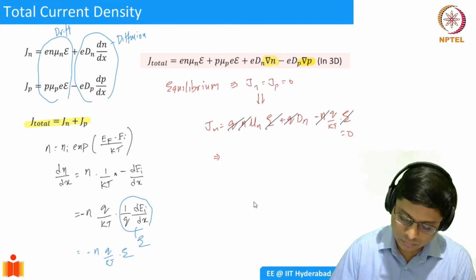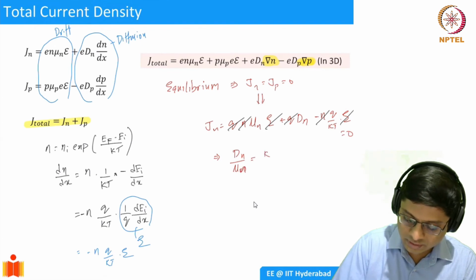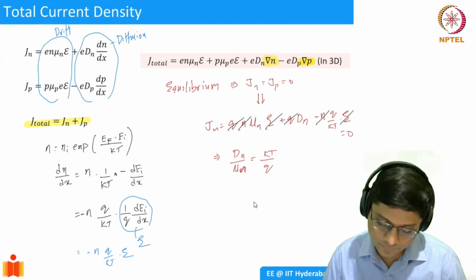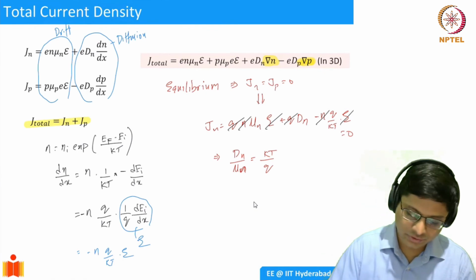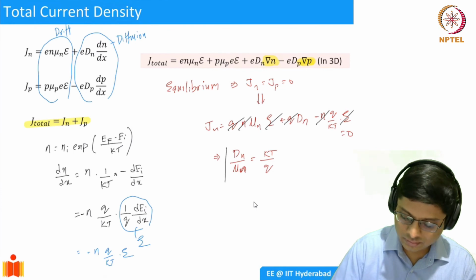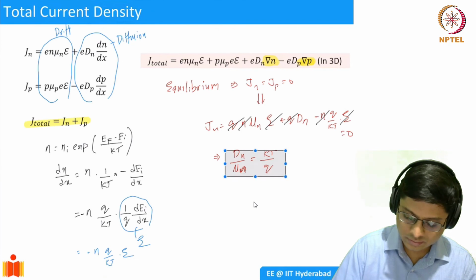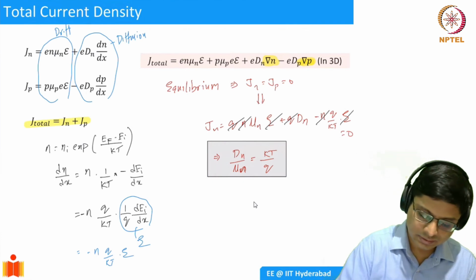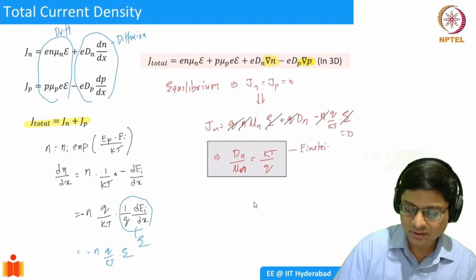So you can take the Dn to the other side. You take Dn to the other side and take the mu in the bottom, and then KT goes on the top. So Dn by mu n is going to be KT by Q. Yes, this is correct. So essentially this is an important expression for us. It's giving a relation between mobility and the diffusion coefficient. This is called Einstein's relationship.